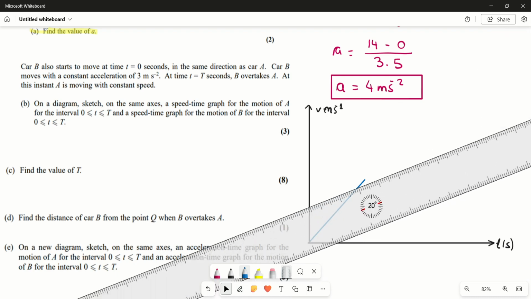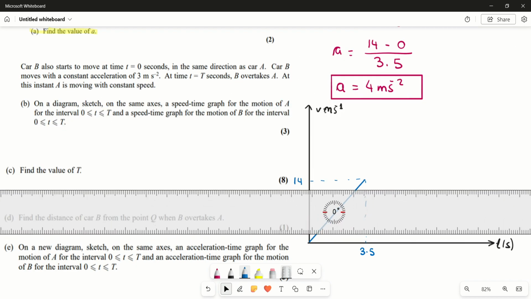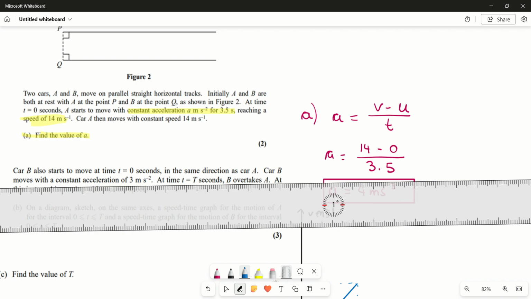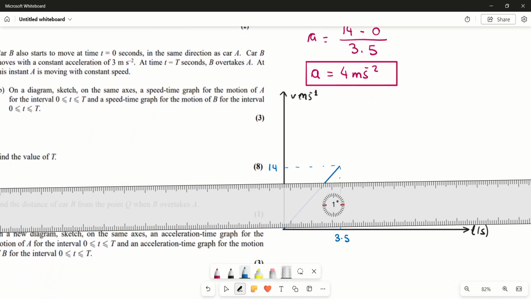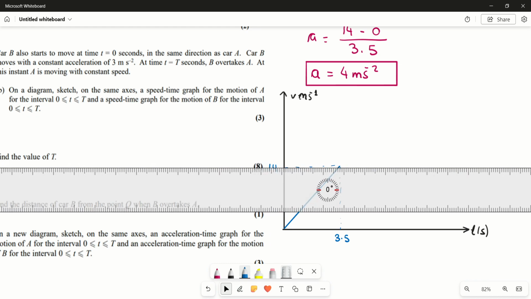So if I'm going to sketch car A first, let's say this is our car A, and it is going to reach a velocity of 14 in 3.5 seconds, and then, as we know, at time t seconds the car moves with a constant speed of 14. So I'm going to draw that constant speed of 14.